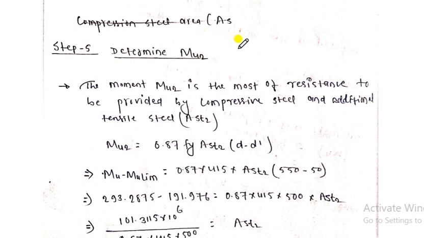Similarly, now we will determine Mu2. We have already discussed Mu2 in the analysis of beam. Mu2 is for the extra reinforcement, which can withstand the extra moment. As Mu is greater than Mu limit, to withstand this value we need to calculate Mu2. Mu2 is the moment of resistance provided by the compressive steel as well as the additional tensile steel. Here Mu2 is equal to 0.87 fy AST2 (d minus d dash).